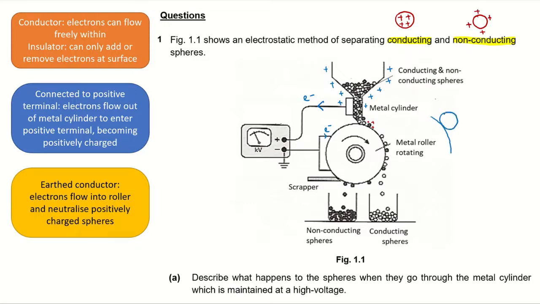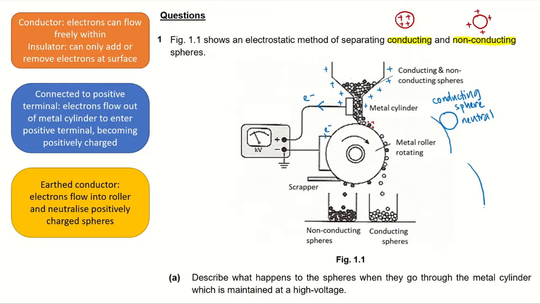If we zoom in and just look at one single conducting sphere, which is originally charged positively, when the electrons from the earth flow in, they will be able to flow into the sphere and hence neutralize the whole sphere. So now the conducting sphere will be neutral and it will no longer be attracted to the metal roller.